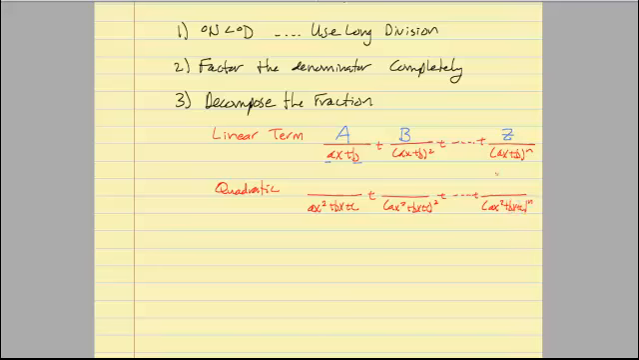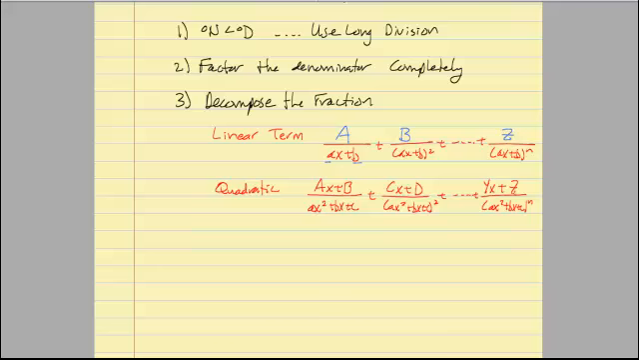This is to the nth. Now, what's one less than a quadratic? Well, quadratic is to the second power, so one less than the second power is to the first power. So here I would have some linear term in my numerator. And again, I'm going to be solving for these values of a, b, c, d, etc.